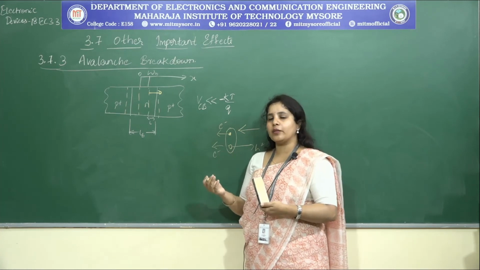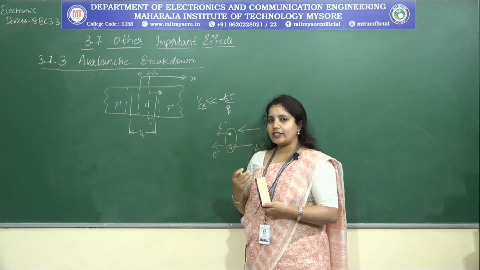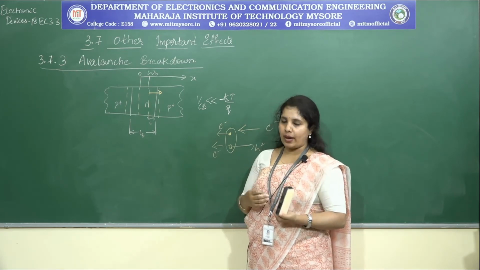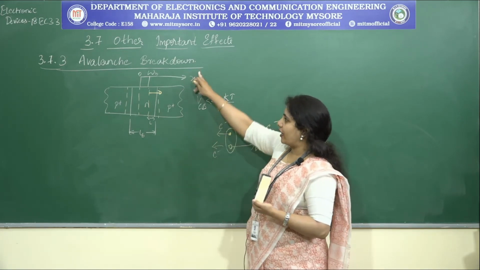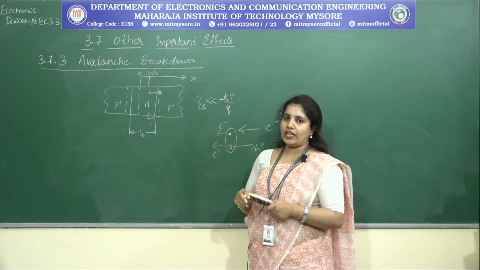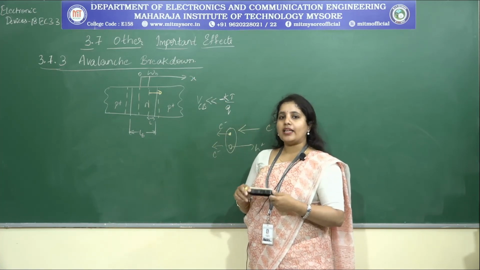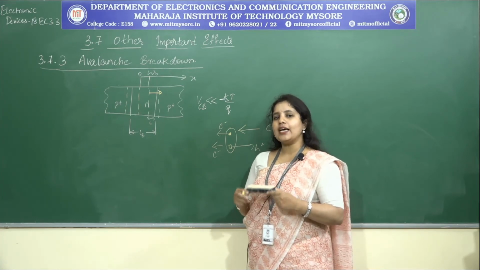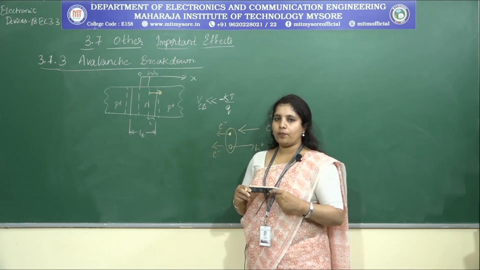And because of this carrier multiplication, what happens to the current that is observed in the device? It tends to increase, and that is where the breakdown happens in the reverse bias, and that kind of breakdown is what we call avalanche breakdown. And the carrier multiplication that takes place is referred to as avalanche multiplication.